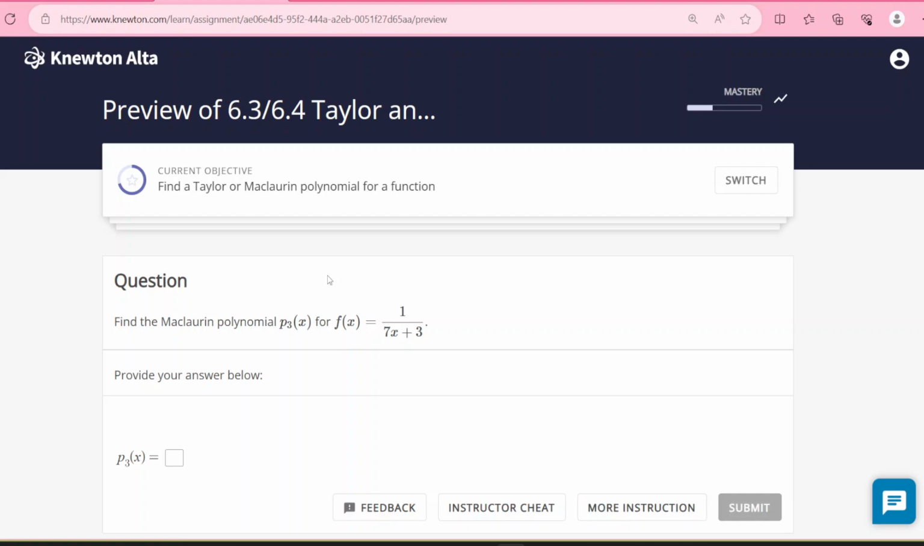All right, so this is going back to pretty similar to the first problem we saw in this video about an hour ago. They want a Maclaurin polynomial. So remember, this is centered at 0. And they want the third degree, the third Maclaurin polynomial, P3, for this function, f of x equals 1 over 7x plus 3.